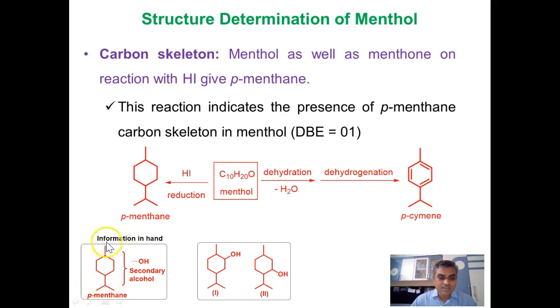This is also a tertiary. This is primary. This is primary. This is primary. So only these two positions are left. So OH is likely to attach here, or it is likely to attach in structure number 2. So the most probable structures of menthol can be either 1 or 2. So we have to now again do more analysis whether it is a structure number 1 or structure number 2.